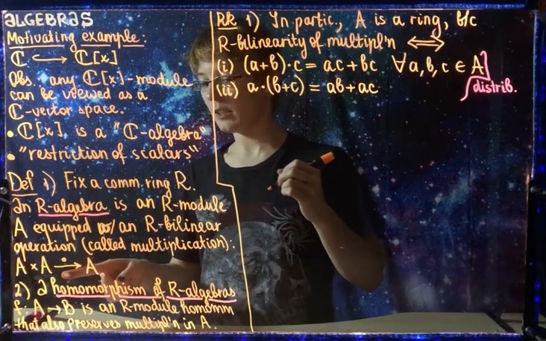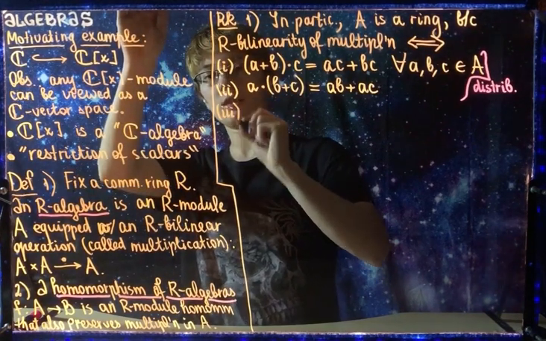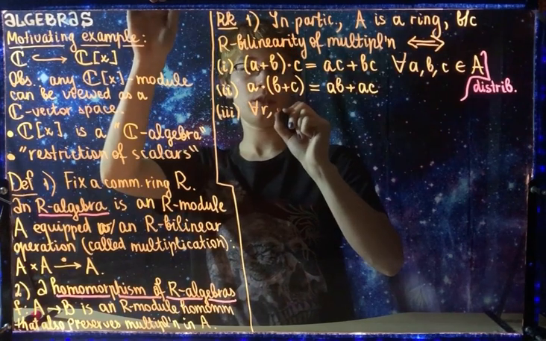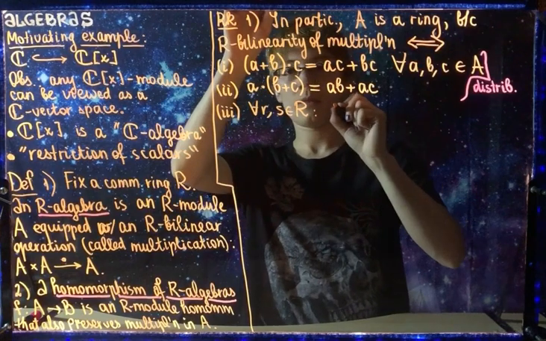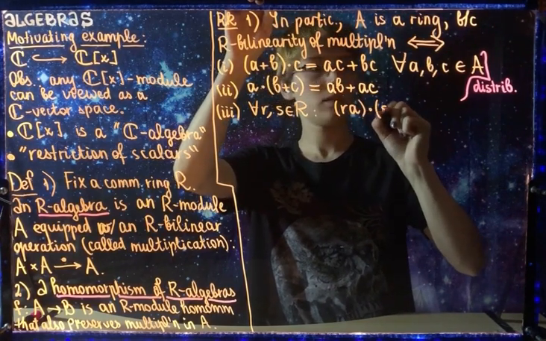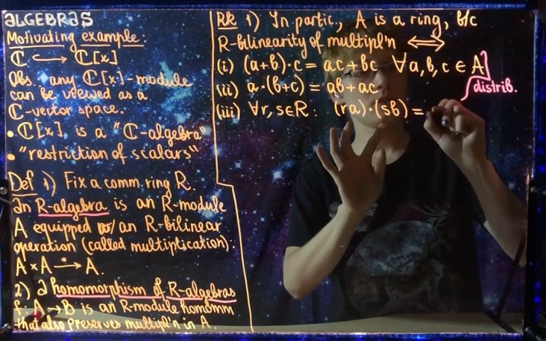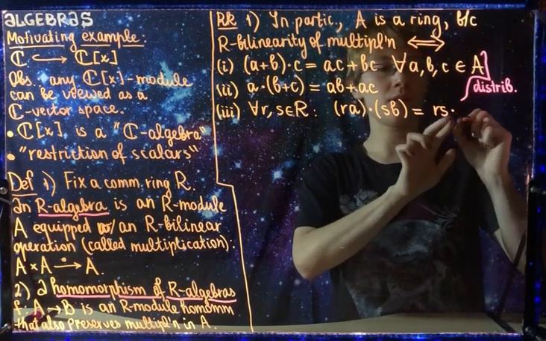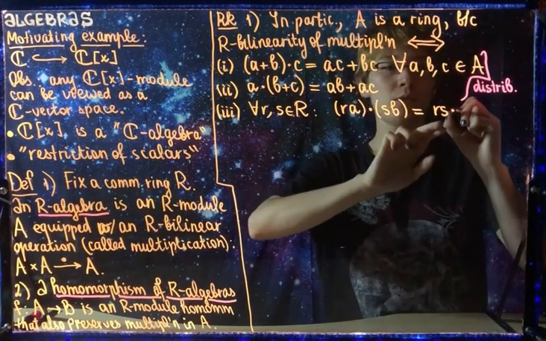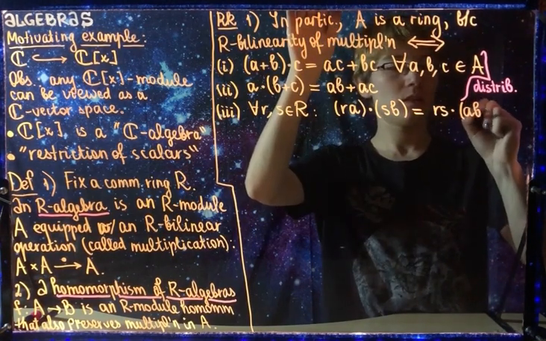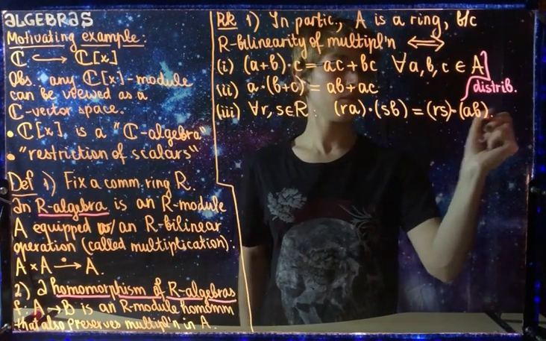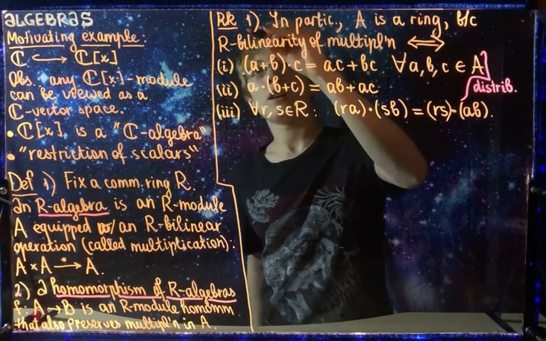But also an additional axiom that comes from R bilinearity is that we can pull out scalars from each argument. So for every scalars r and s in R, if we have elements a and b in A, then ra times sb, so we can pull scalars from each argument. This would give us rs times, and this is multiplying an element of A by a scalar of R because A is an R module, rs times ab. And ab is the operation of multiplication in the algebra. So this is an additional axiom that comes from R bilinearity of multiplication.